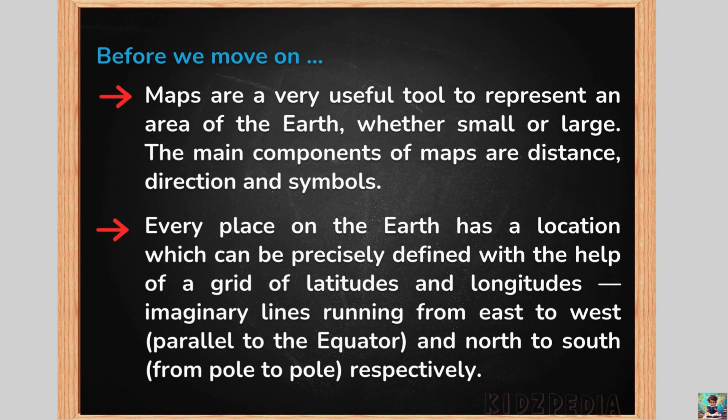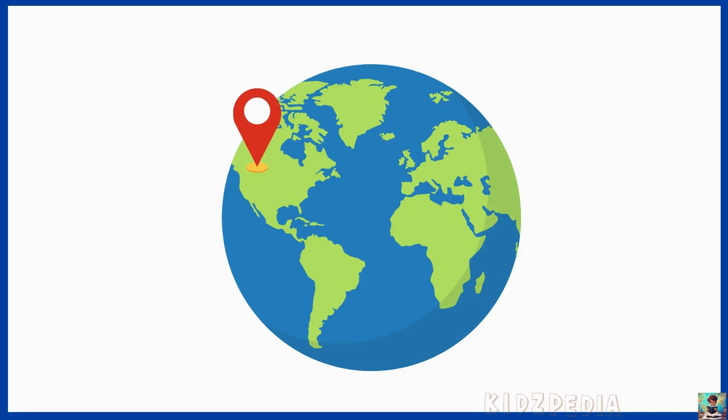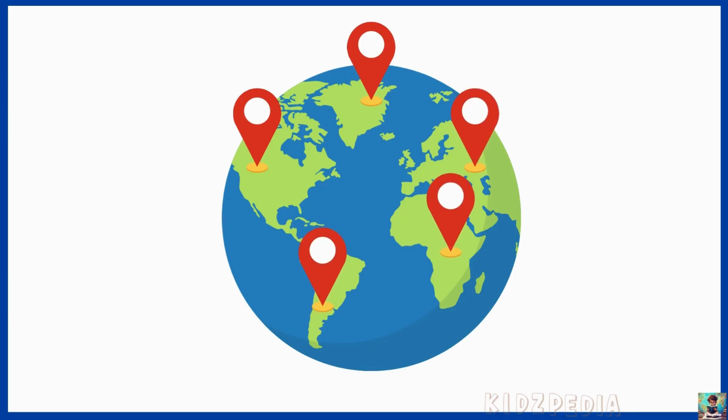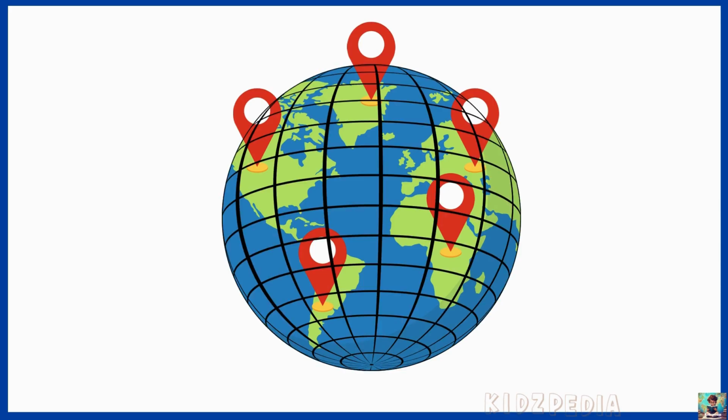Every place on the earth has a location which can be precisely defined with the help of a grid of latitudes and longitudes, imaginary lines running from east to west parallel to the equator and north to south from pole to pole respectively. So, every place on Earth has a special location, like its own address. To find it exactly, we use a system called the grid of latitudes and longitudes, imaginary lines that cover the whole Earth like a net.